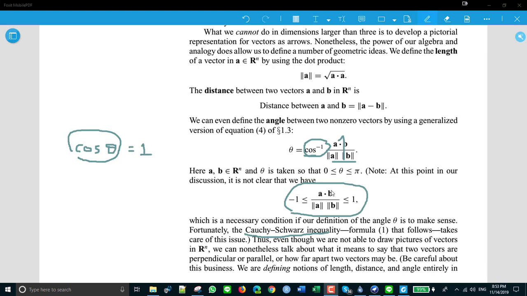So now that we have the concept of the angle between two vectors, even in Rn, even though we can't draw pictures of these vectors, we can still say that two vectors are perpendicular or parallel, because we can talk about the angle between them. Or we can also talk about how far apart two vectors may be, because we have a notion of distance.